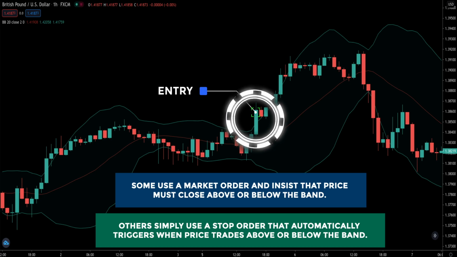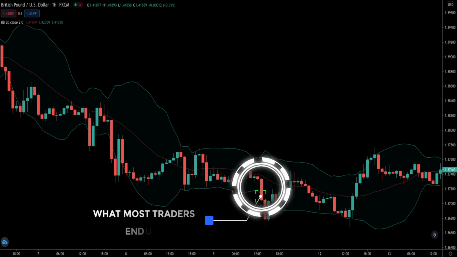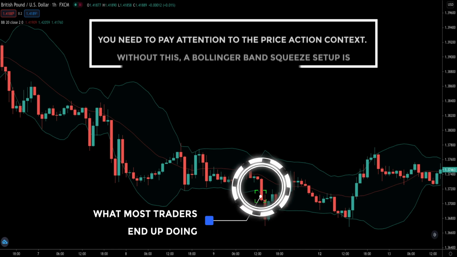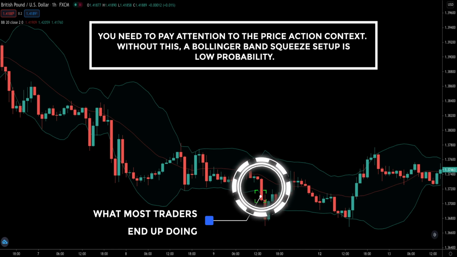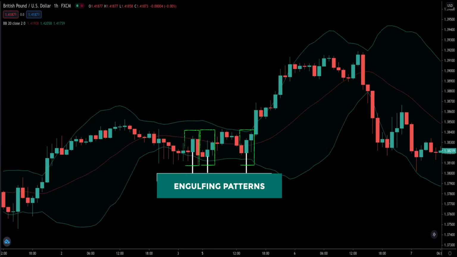So hopefully, now you understand what a Bollinger Band is and what a Bollinger Band squeeze is. Now, I want to show you a small tweak that you must make when trading the Bollinger Band squeeze. You see, most traders will take this knowledge and start trading every single Bollinger Band squeeze they see. So they end up losing money and conclude that this is all crap. As I mentioned earlier, you need to pay attention to the price action context. Without this, a Bollinger Band squeeze setup is low probability. So what we need to see is price making a series of engulfing patterns before the breakout.